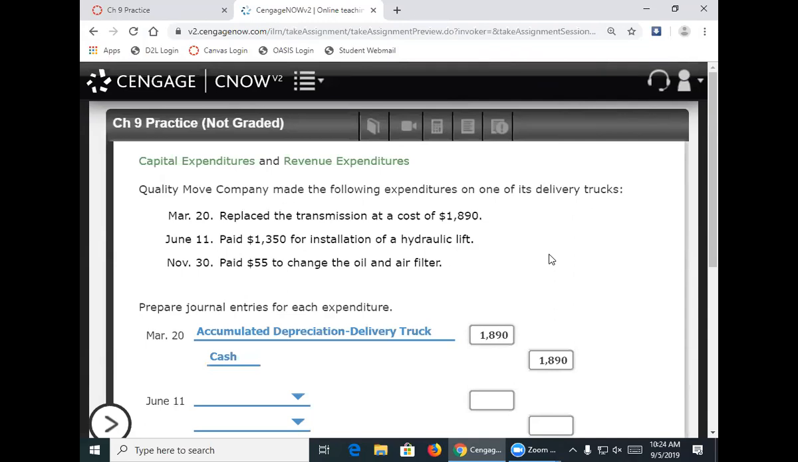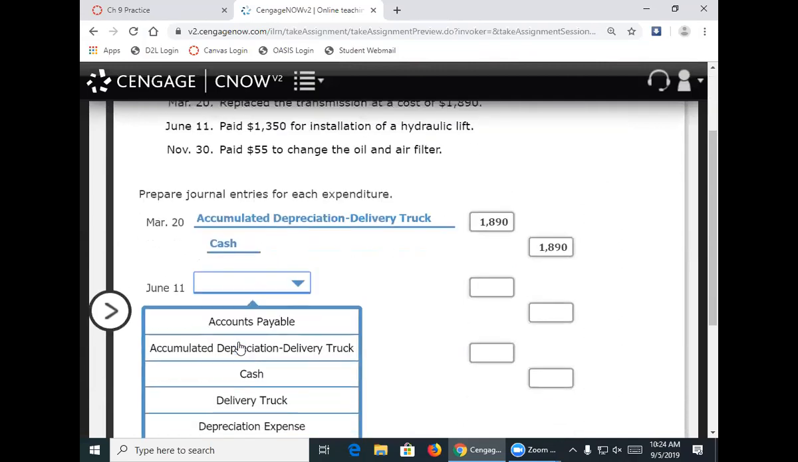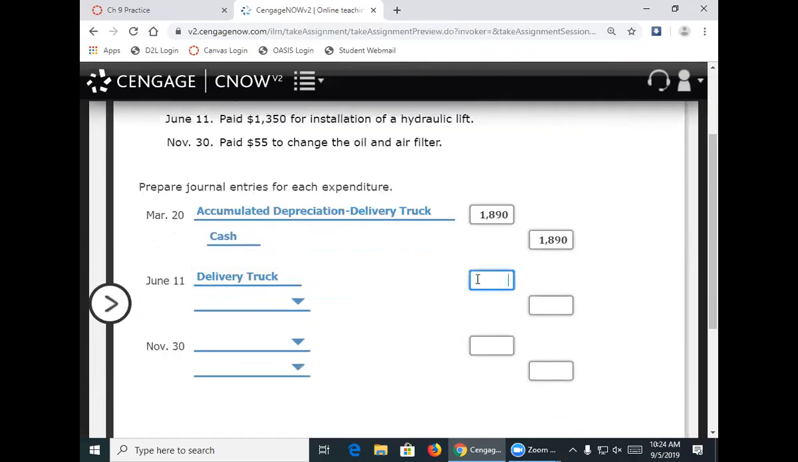On June 11th, though, we paid $1,350 for installation of a hydraulic lift. Like Megan was saying, that is increasing, right? That's going to increase the value of that asset. So we want to add it to the actual delivery truck asset cost. So on June 11th, we would debit the delivery truck directly for the $1,350 and credit cash.